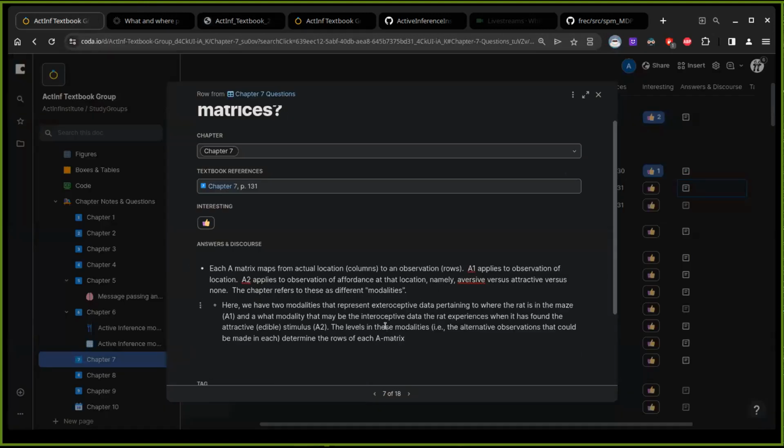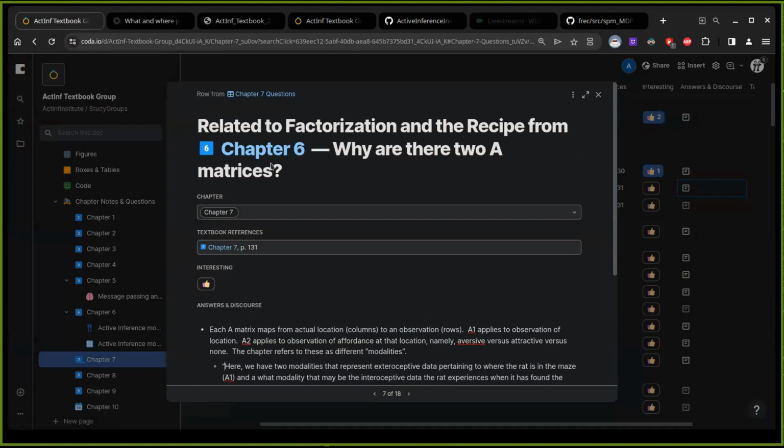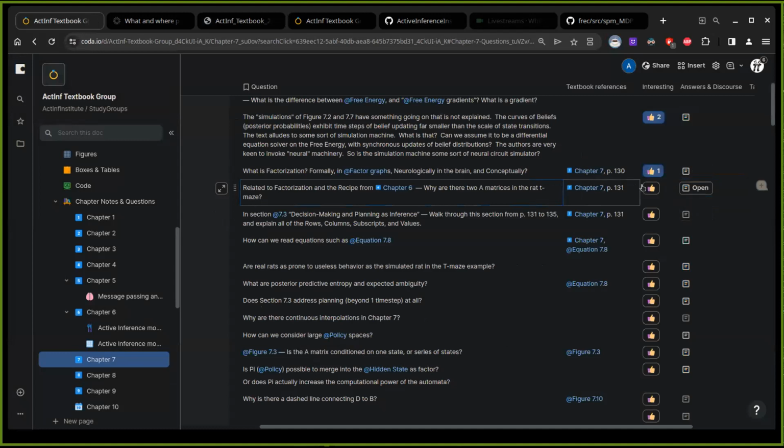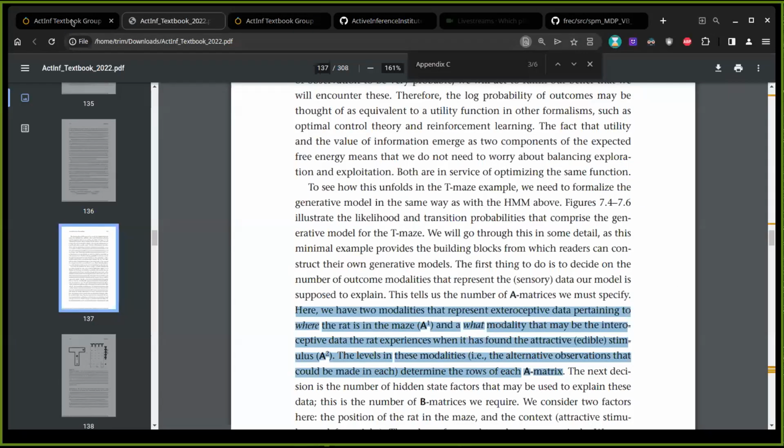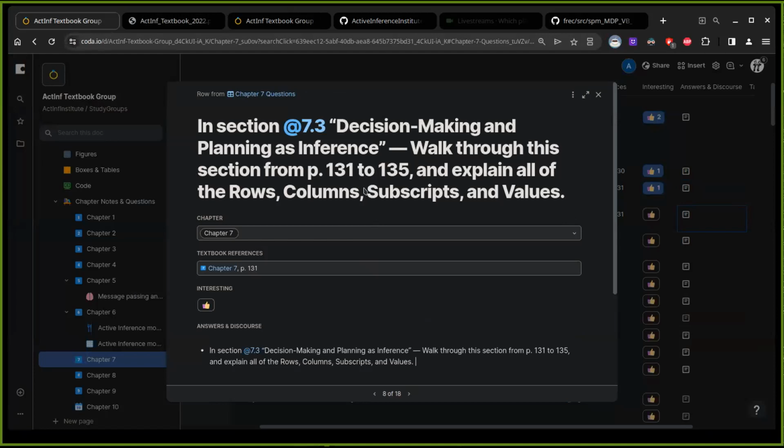Any other thoughts or comments on this? Okay. I think this is a little test question. Don't know if we left this for ourselves or someone else is dropping test questions for us. Walk through the section from 131 to 135. Explain all the rows, columns, subscripts, and values.